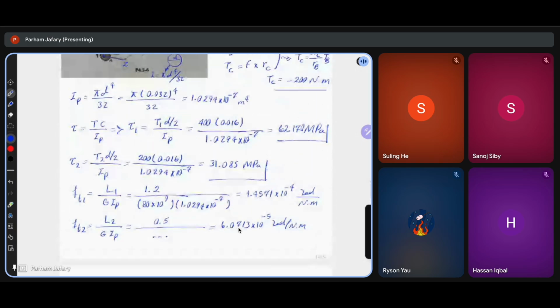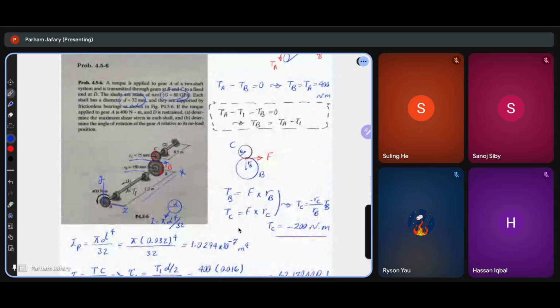Okay, now we want to calculate the deformation. So we have a torsion in this shaft. Shaft 1 can rotate, okay? Shaft 2 is restrained in the wall. So shaft 2 basically wants to stop shaft 1 from rotating, okay? Does it make sense?